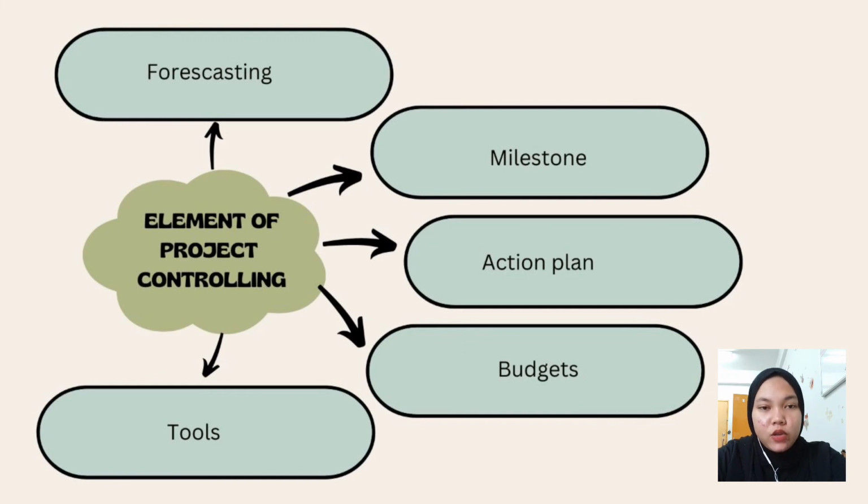Secondly is milestone. A milestone is a stone set by the side of the road showing the distance in miles to a given place. Next is action plan. An action plan is a detailed plan outlining actions needed to reach one or more goals in a construction project. Next is budget. Budgeting is a process of creating a plan to spend costs for a construction project. The last element is tools. Tools are devices or implements that are usually used for something.